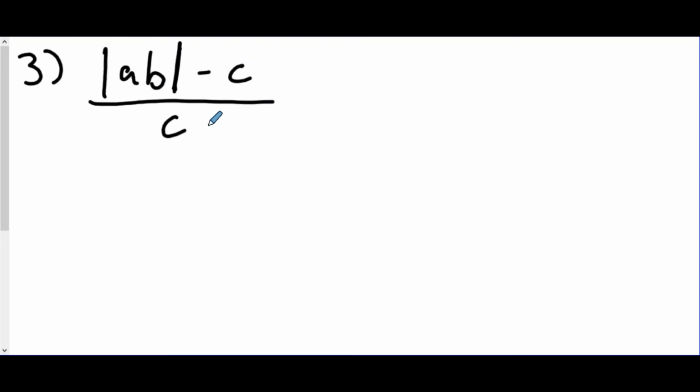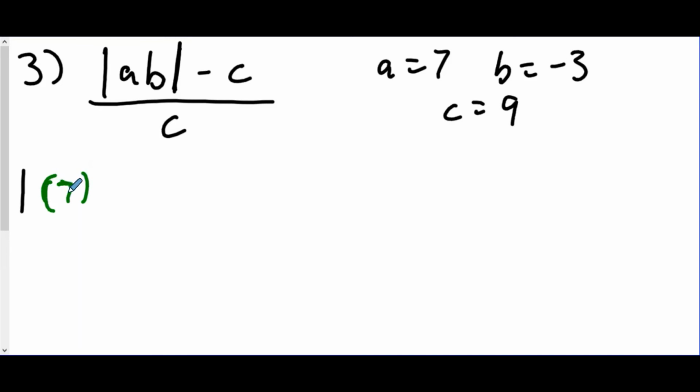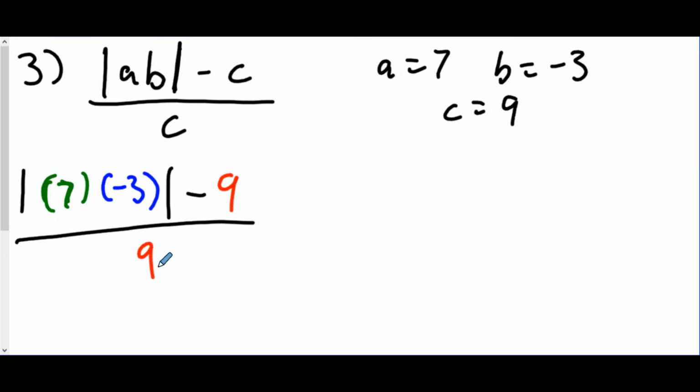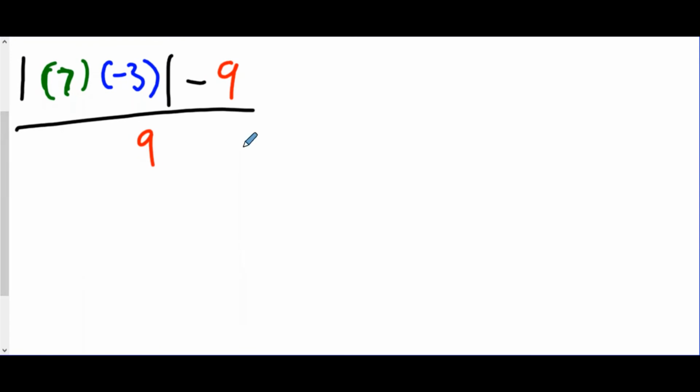Question 3 is the absolute value of a times b minus c, all over a times c, where a is 7, b equals negative 3, and c equals 9. So I have the absolute value of 7 times a negative 3 minus c, which is a 9, all divided by 9. All right, so I'm going to do my grouping symbol first here, which is my absolute value. So inside I have a 7 times a negative 3, which is a negative 21. And then the absolute value of a negative 21 is a positive 21.